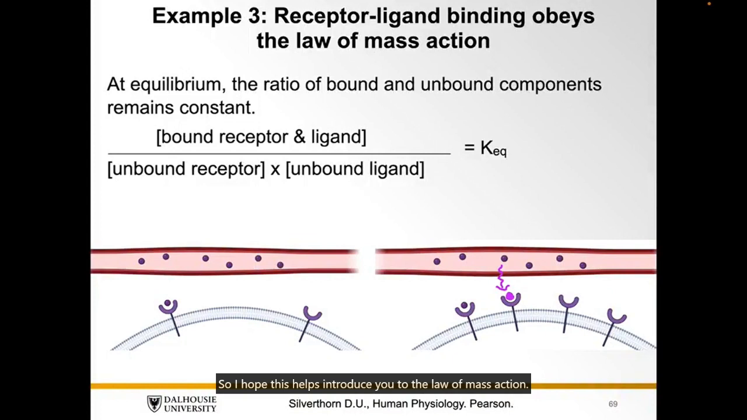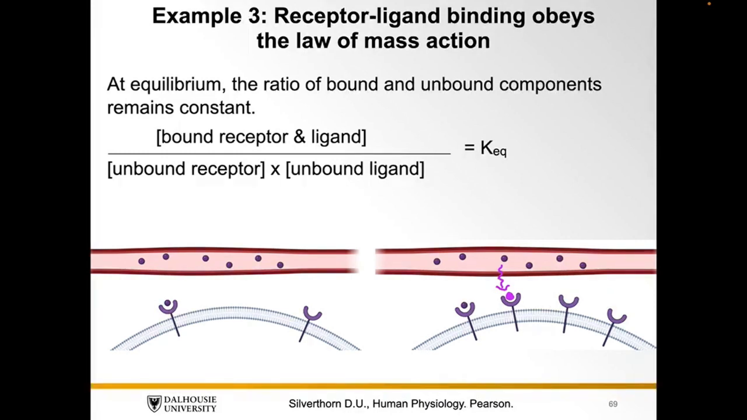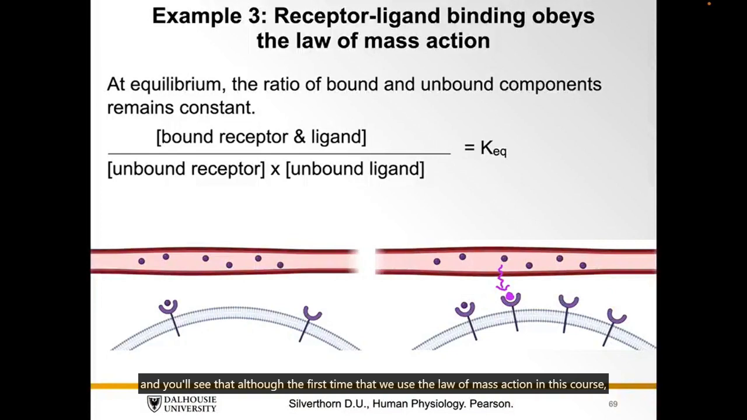So I hope this helped introduce you to the law of mass action. Most importantly, we need to understand how this applies to the 3 types of example we just reviewed: chemical reaction, enzyme substrate binding, and receptor ligand binding. And you'll see that although it's the first time that we use the law of mass action in this course, it is certainly not the last time that we'll refer to it.